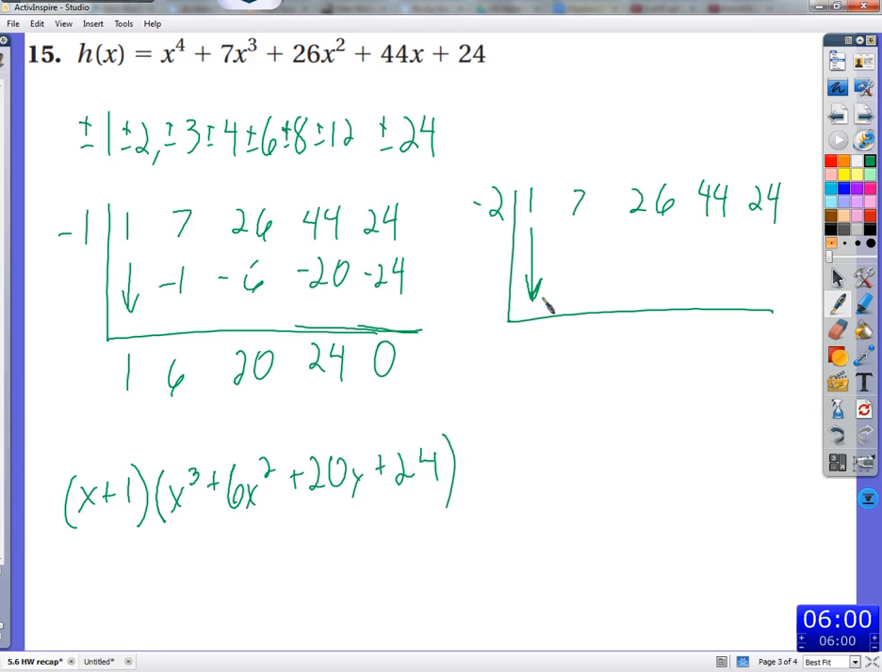A couple of different possibilities. Negative 1 could work 2 times. Does that make sense? 2 different times. That means that when you factor all this out, possibly, you can have x plus 1 times x plus 1. That's 2 factors of x plus 1, meaning that you could set this equal to 0 and get negative 1, set this equal to 0 and get negative 1. Okay? Anyone confused by that? No confusion. Okay?